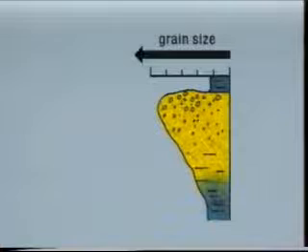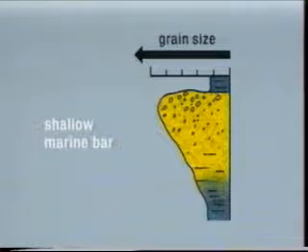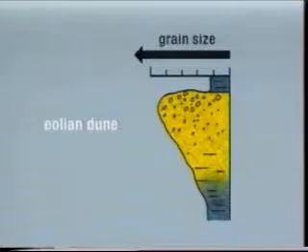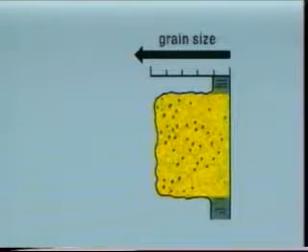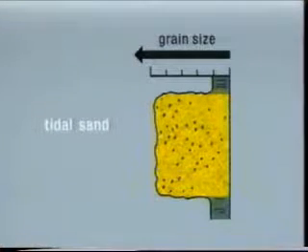On the other hand, bar-type sands almost always display coarsening upward profiles, often capped by an abrupt facies change to fine-grained material. Examples of this latter type include regressive barrier island sands, shallow marine bars, delta front bars, and even aeolian dunes. Facies displaying blocky profiles whereby grain size remains relatively constant include some braided stream deposits and tidal sands.